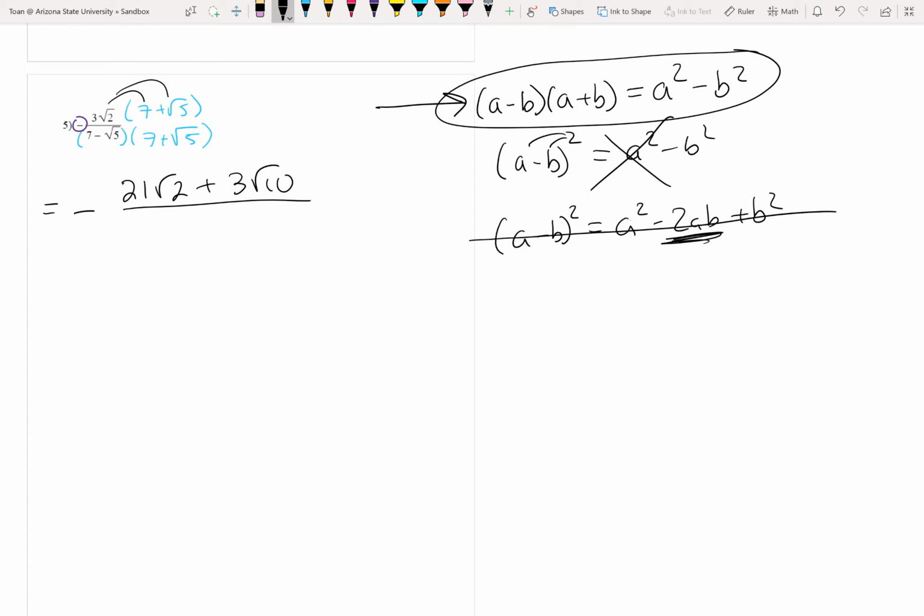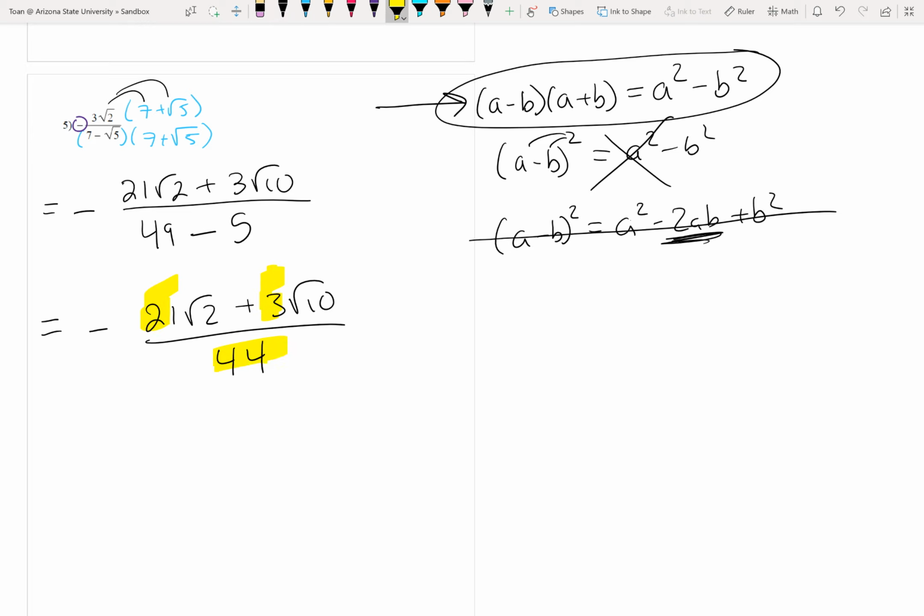We know it's going to be the first term squared, so 7 squared is 49, minus the second term squared. Radical 5 squared is just 5. So that's negative 21 rad 2 plus 3 rad 10, over 49 minus 5, which is 44. And again, you have to ask yourself, look at the outside numbers, the 21, the 3, the 44. Is there anything I can divide out from all of them? The answer is no. So that is as simplified as possible.